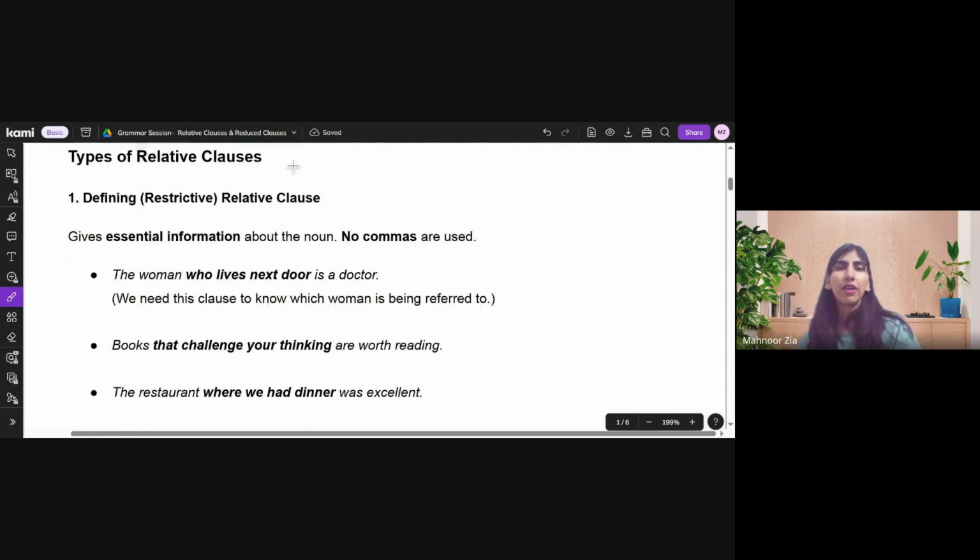So, different types of relative clauses and how to use them in your writing and in your speaking. The first one is the most commonly used, and I'm sure all of us must be using it already without knowing. It is what we call a defining relative clause, or a restrictive one. It gives essential information about the noun, and for this one, we do not use any commas. For example, the woman who lives next door is a doctor. So we do not necessarily put a comma between the woman and who lives next door is a doctor.